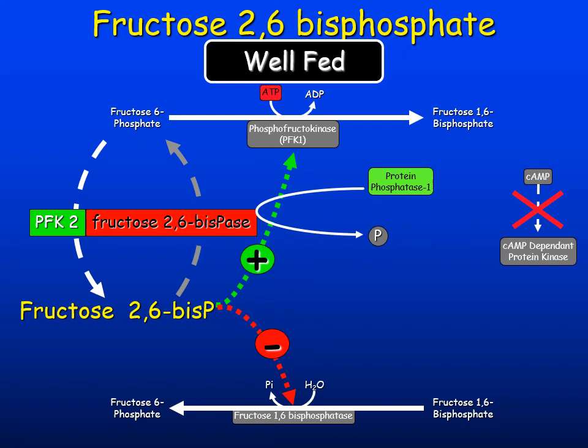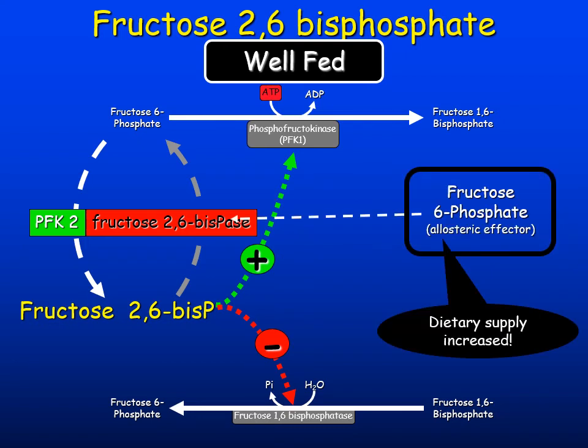Reciprocal regulation, fantastic. Now there's one additional mechanism here, a bit more linked directly to nutrition. It's through fructose 6-phosphate, which is an allosteric effector of this bifunctional enzyme molecule. So it stimulates the PFK2 half as well, producing more fructose 2,6-bisphosphate, stimulating glycolysis and inhibiting gluconeogenesis. So in a way, that's a more direct mechanism of diet, which will increase fructose 6-phosphate, directly causing that reciprocal regulation.